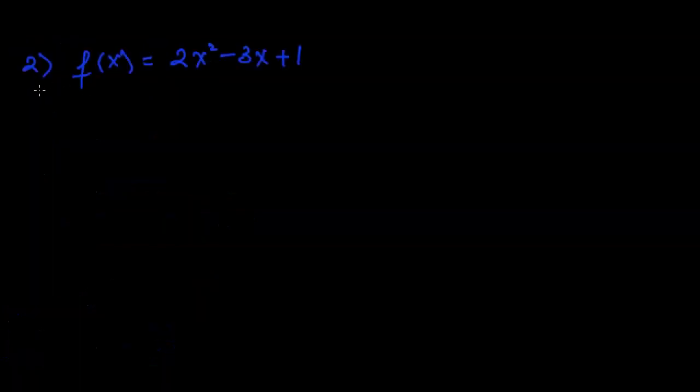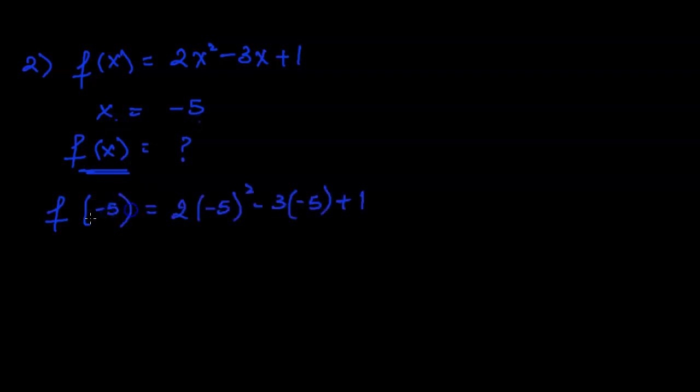Let's do another question for the sake of practice. If we have f of x is equal to 2x squared minus 3x plus 1 and we are given x equal to minus 5, we are supposed to find out the dependent variable again, f of x. Remember, when we substitute x as negative 5, we put it everywhere. So wherever we see x, we're going to substitute the x value as negative 5.